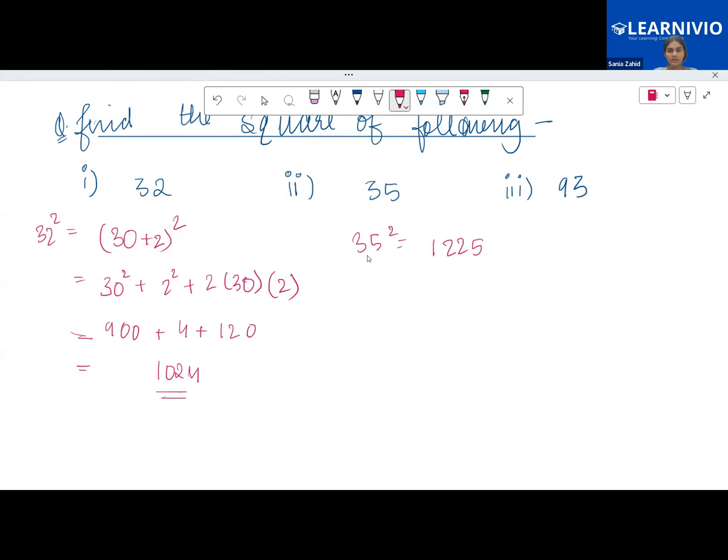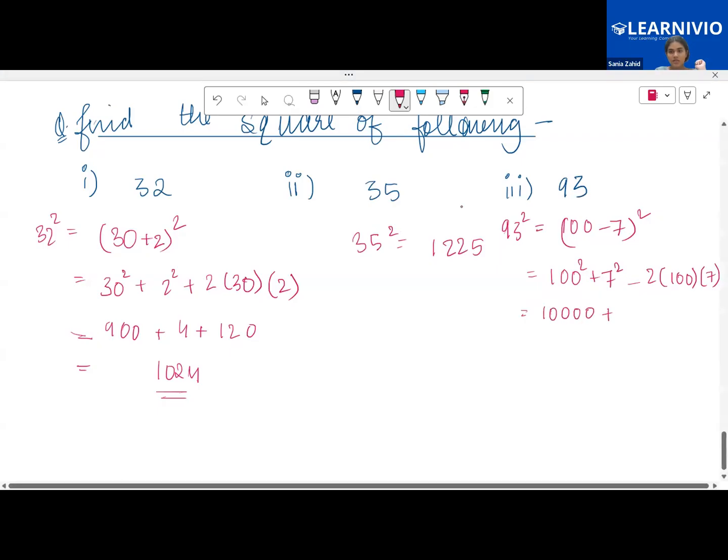Next is 93. 90 plus 3. Can I break down 93 as 100 minus 7 also? Yes, ma'am. So let's do it that way, okay? So you get 100 minus 7 square. Next, 100 square plus 7 square minus 2 into 100 into 7. 2 into 100 into 7.